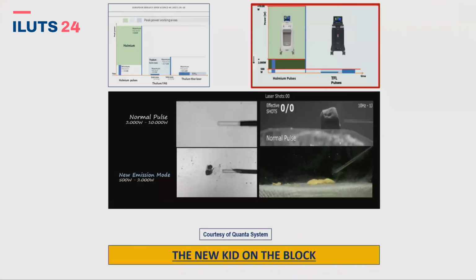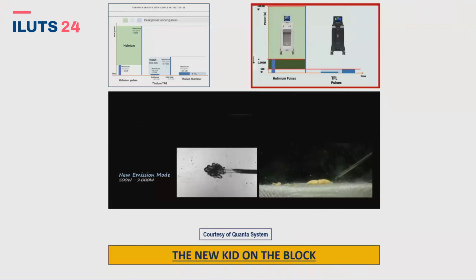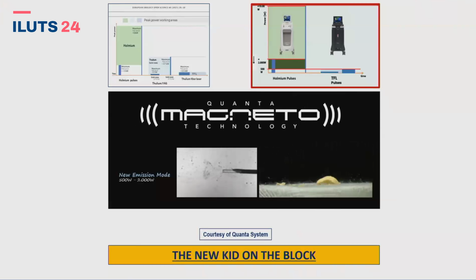I think that also is one of the most expensive lasers, but you have both laser and clinical effect that you can have if you have in your hospital the TFL and the holmium. And this is the Magneto of Cantor. You will see this laser in my surgery after this presentation.